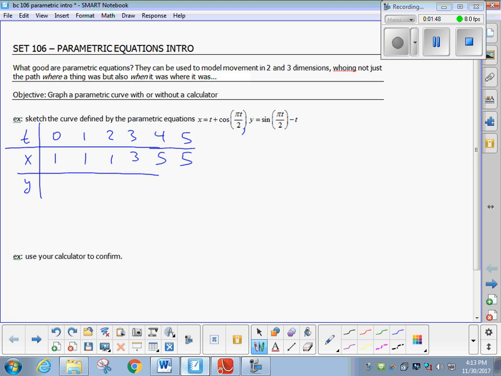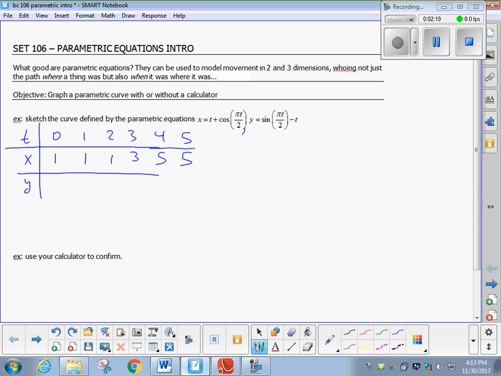Let me make sure I didn't make any mistakes. 1 plus cosine of pi over 2 is 1. 2 plus cosine pi is 2 minus 1. That is 1. 3 plus cosine of 3 pi over 2 is 0, so that's 3. 4 plus cosine of 2 pi, that is 1, so 5. It looks good. All right.